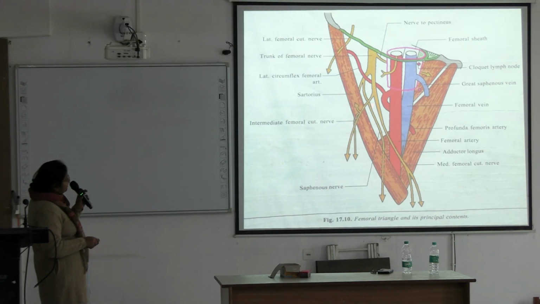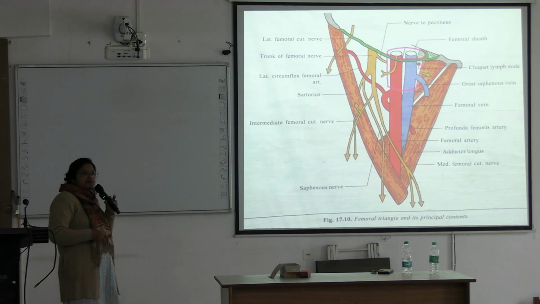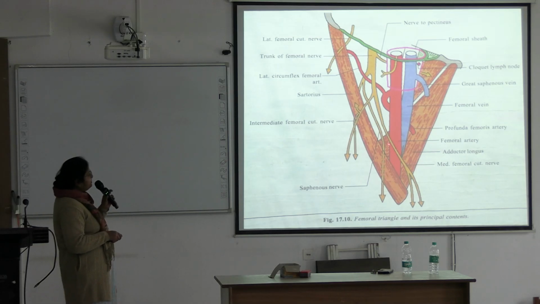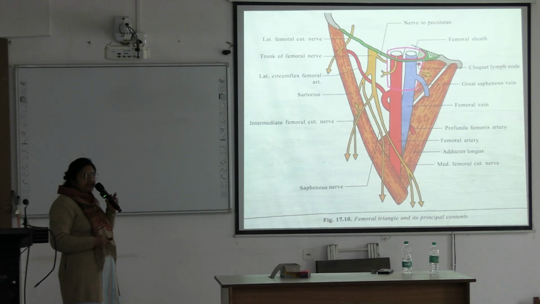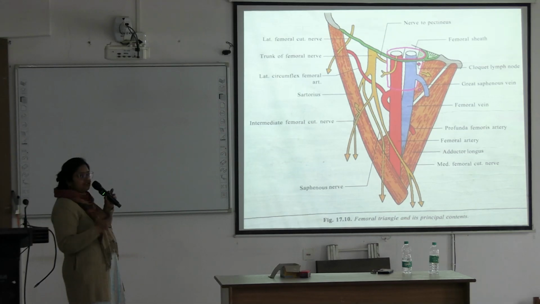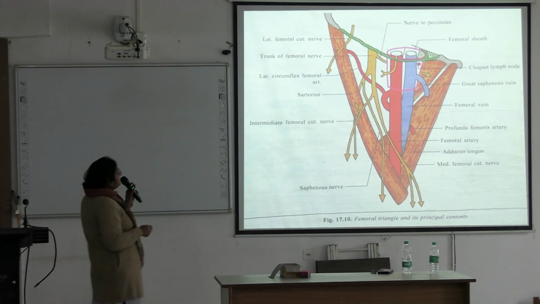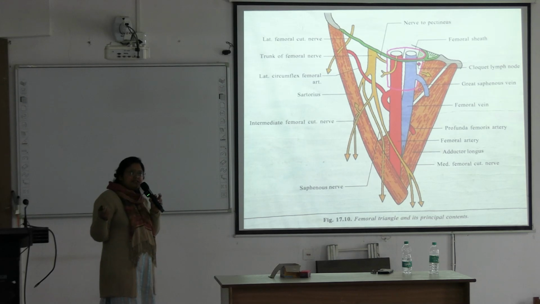Okay, here is the medial cutaneous nerve of thigh, which is crossing the femoral artery from lateral to medial near the apex of the triangle. Okay, and here is the intermediate cutaneous nerve of thigh, and another is the lateral cutaneous nerve of thigh. It is entering on the lateral aspect of the triangle near the anterior superior iliac spine. Okay, and it is a direct branch from the lumbar plexus.